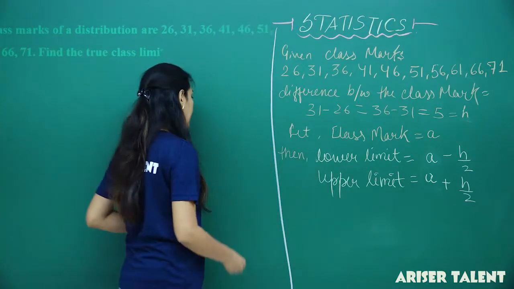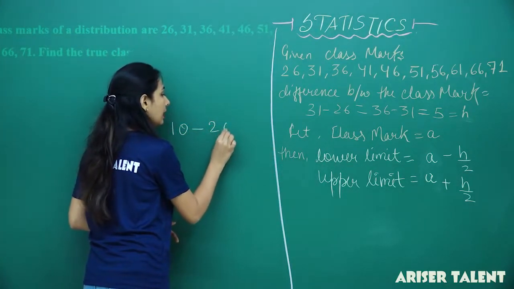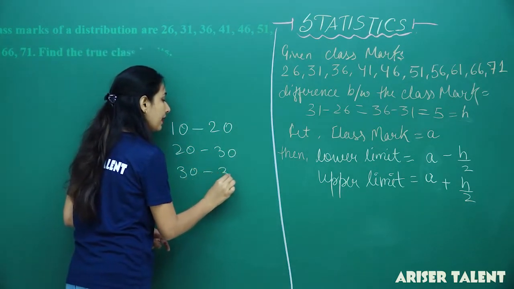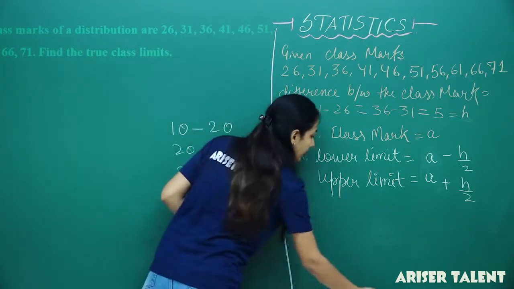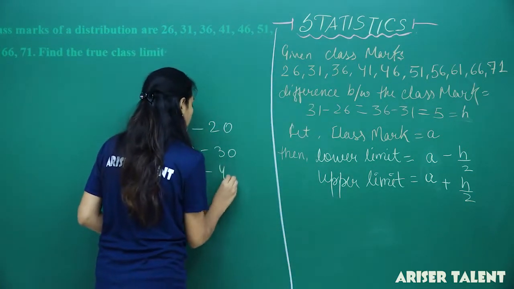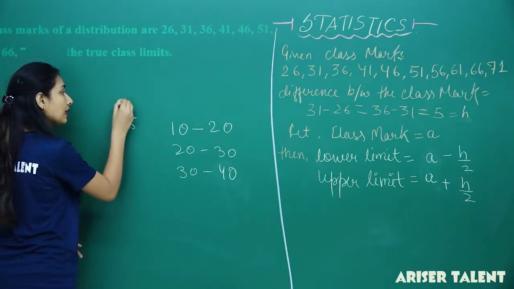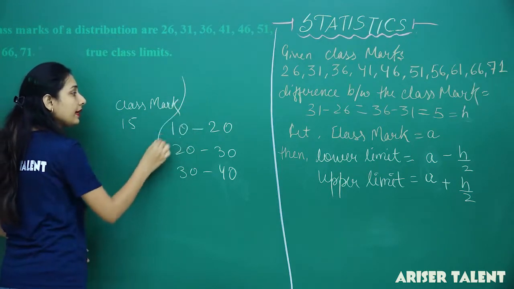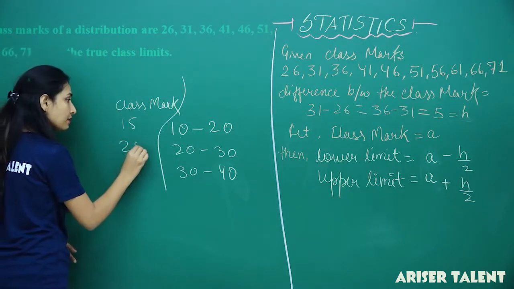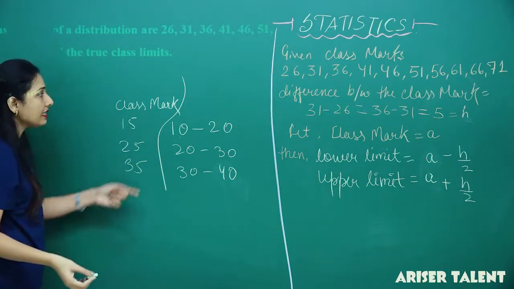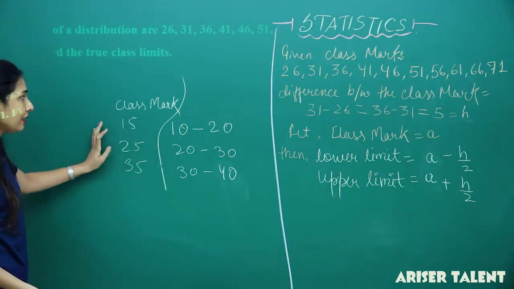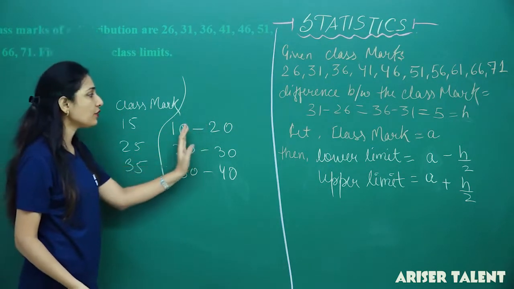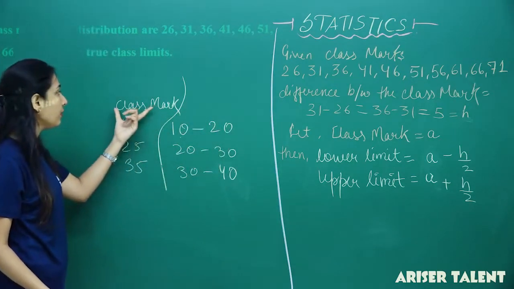Got it? In that case, we have 10 and 20, and 20 and 30, and 30 and 40. Okay. Now, understand this. We have the class mark here. Now, forget about these limits. If you are given only the class mark and you are asked about the upper limit and lower limit, let me give you an example of how this formula works. You are provided only with the class mark.